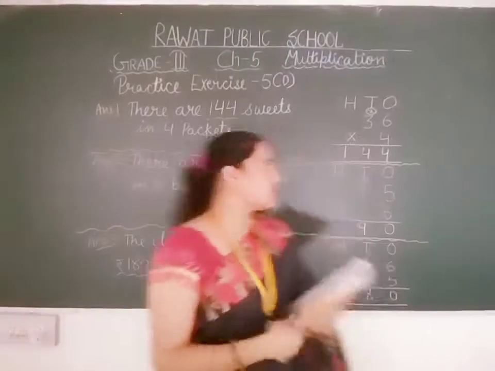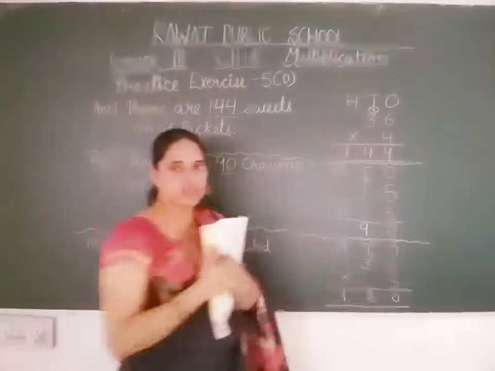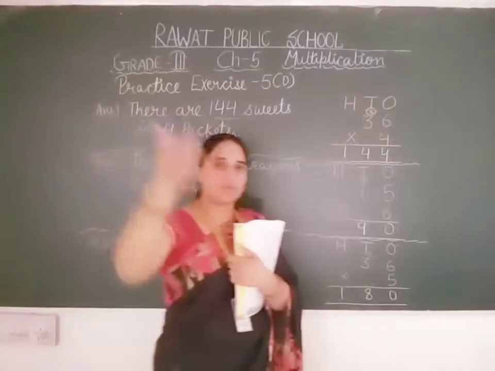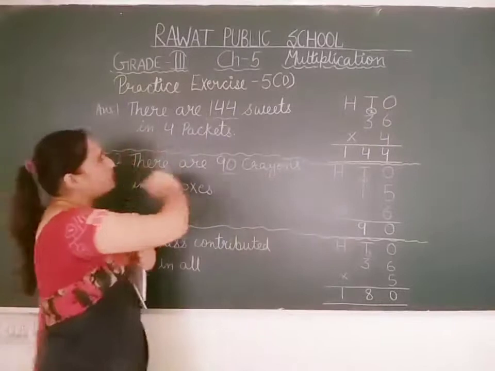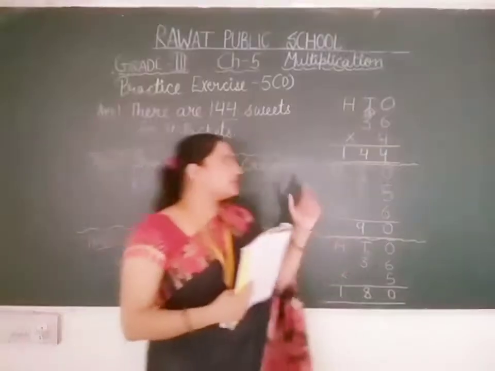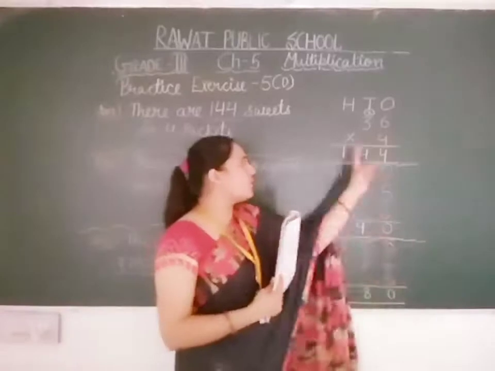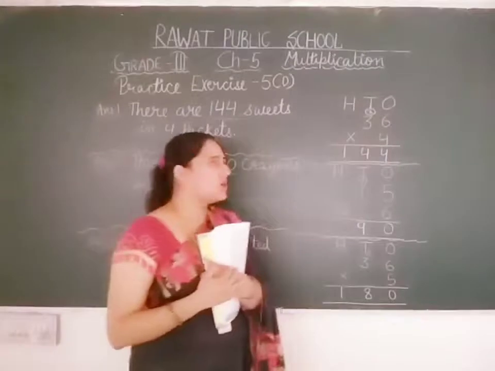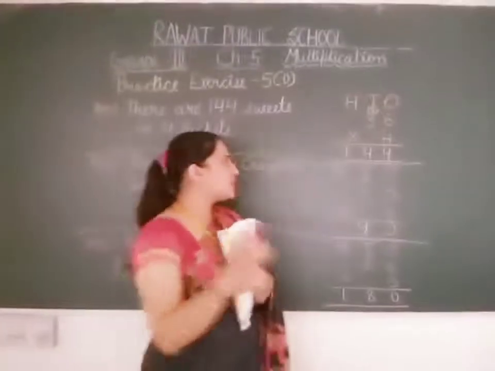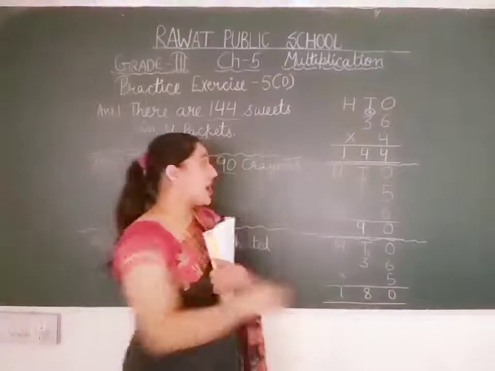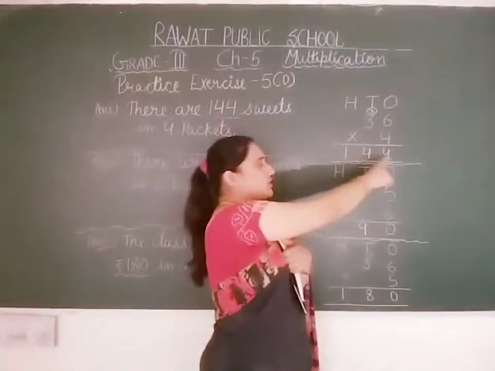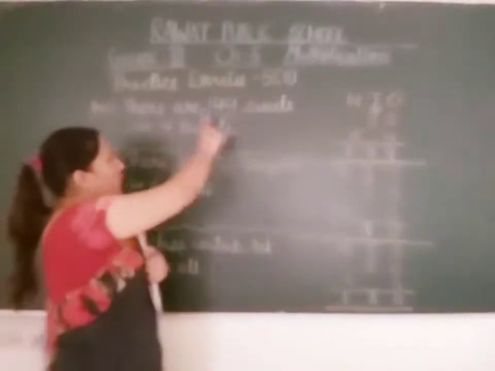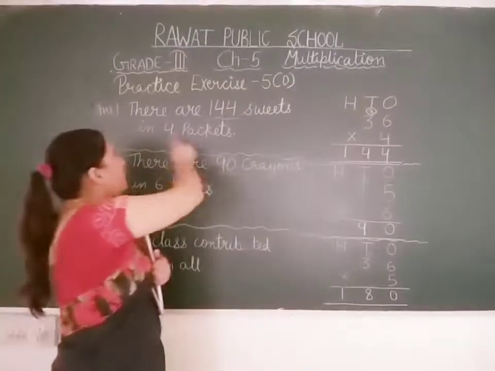So we have 36 sweets in one packet and we have to count it 4 times. Okay? So what we have to do, first of all we multiply it. 36 multiply 4. So 6 4s are 24. 24, carry forward 2. Now 4 3s are 12. 12 plus 2 is 14. So my product will be 144. There are 144 sweets in 4 packets.